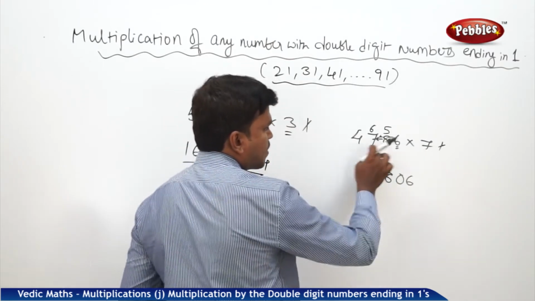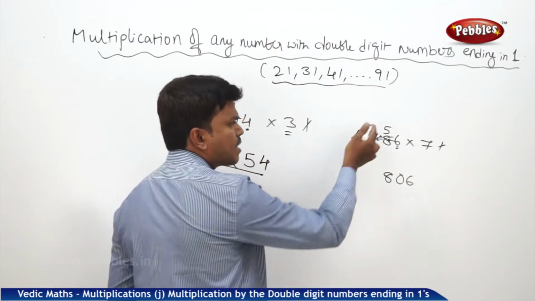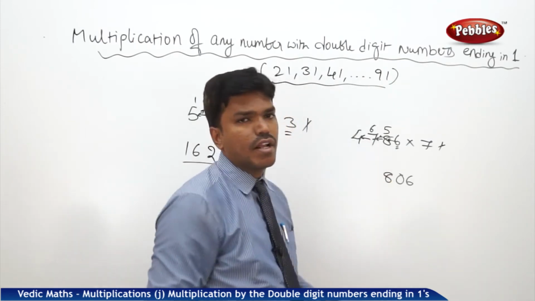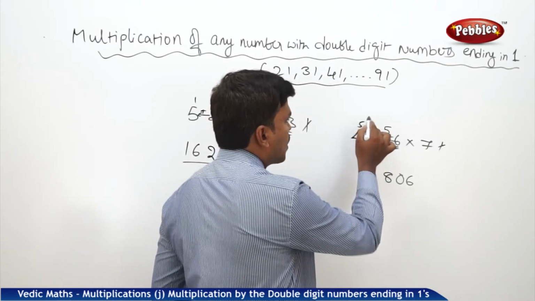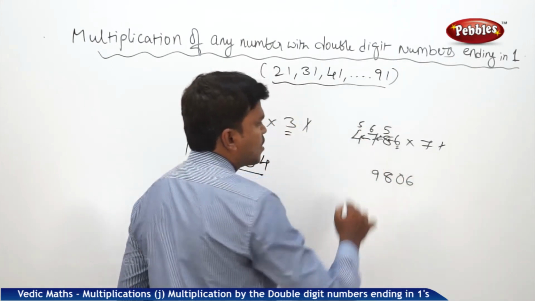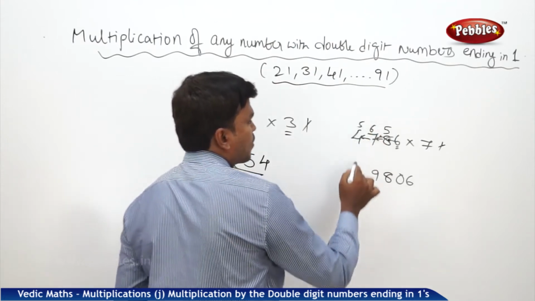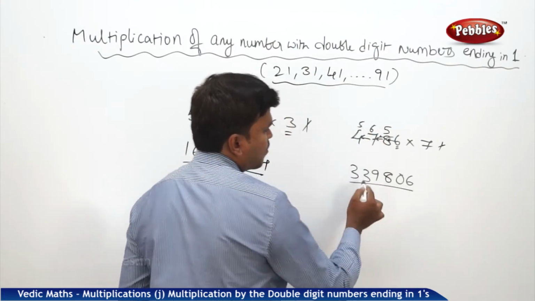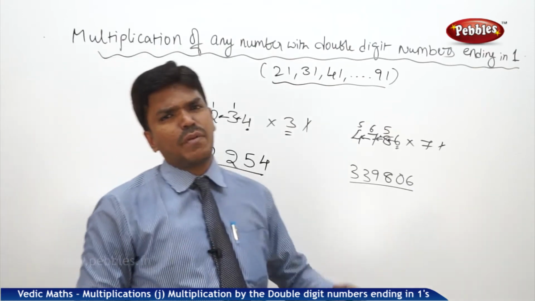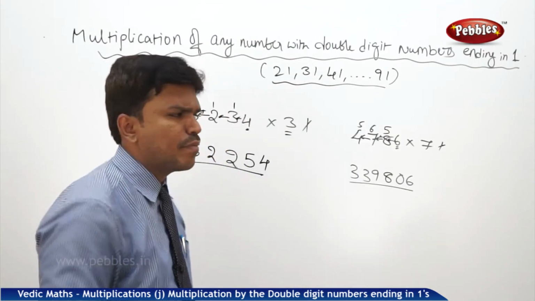Now what is 7 7s? 49. 49 plus 6, 55. 55 plus left side digit 4, 59. So carry 5, drop 9. Now what is 7 4s? 28. 28 plus 5, 33. So finally this will be your answer. So like this, whatever the number, even if it is big, it doesn't matter.